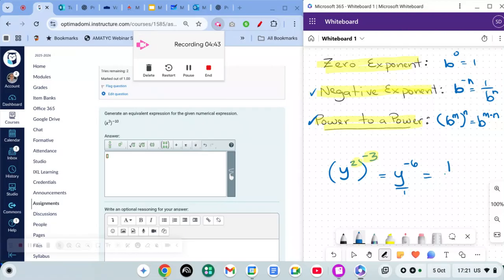With a negative exponent, we're going to flip, and then we're going to turn the exponent positive. Give it back to the y, but with a positive exponent. And that's how you do problem number four. Let's go to the next one.